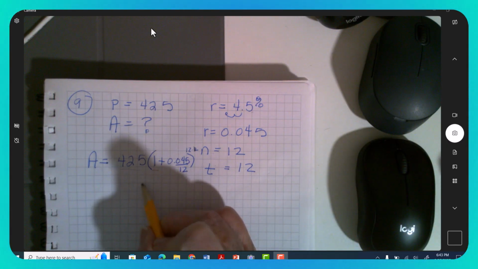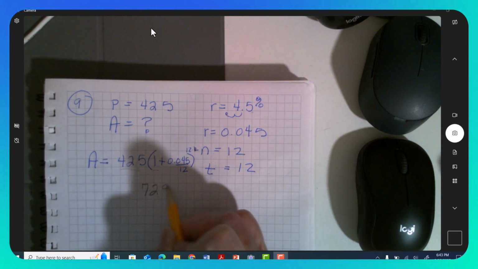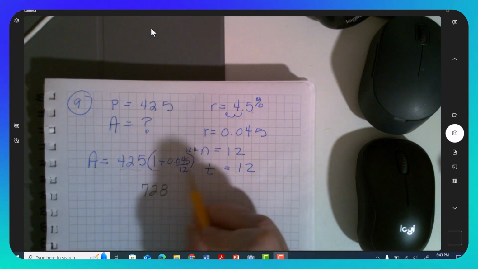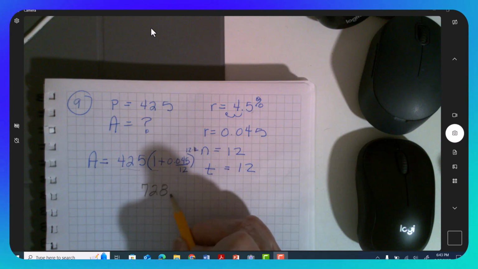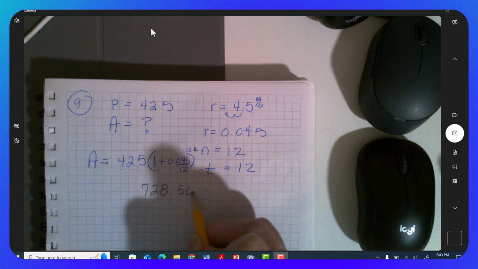All right, again, double check my work. Let me know if there are any questions or if I made any mistakes, but this is the way that you solve this. $728.56.